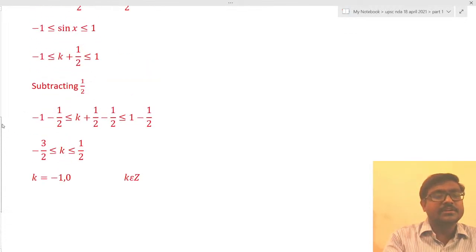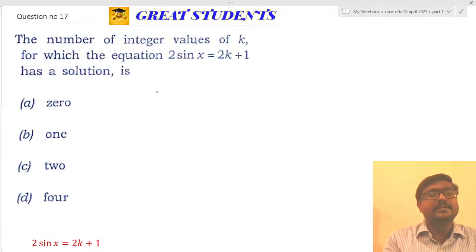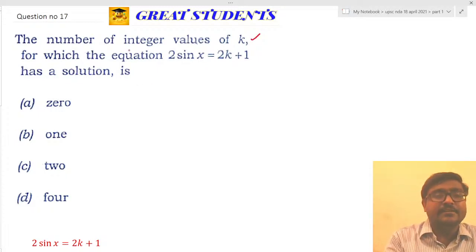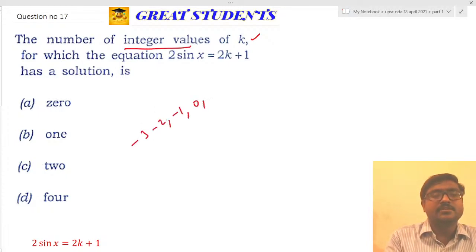So in the next question, it is given a trigonometry again. The number of integer values of k for which the equation 2 sin x is equal to 2k plus 1 has a solution is. So what is the integral value of k? Integer value. You know what is integer value? We know that minus 3, minus 2, minus 1, 0, 1, 2, like that. Any number you can say. Number of integers. How many integers will satisfy this so that this equation has a solution? This equation should have a solution. Number of integral solutions of k they are asking simply.